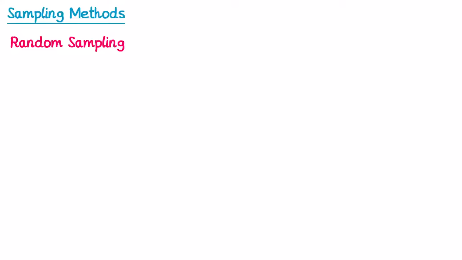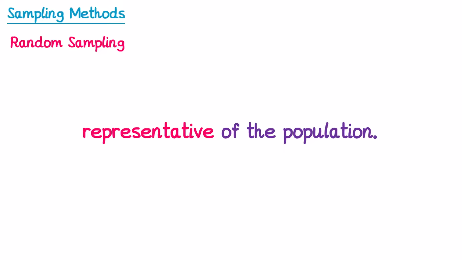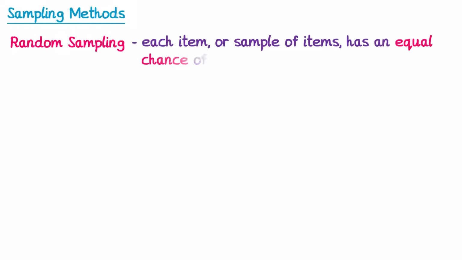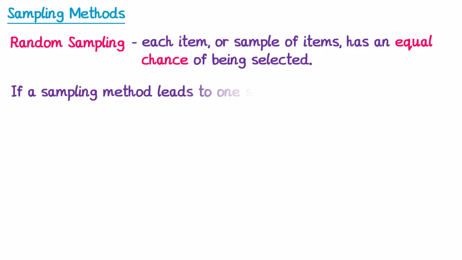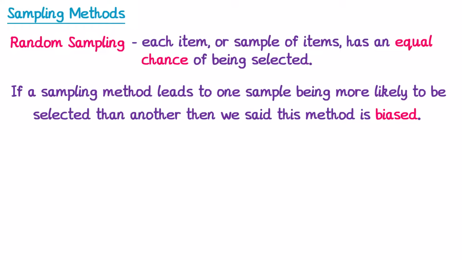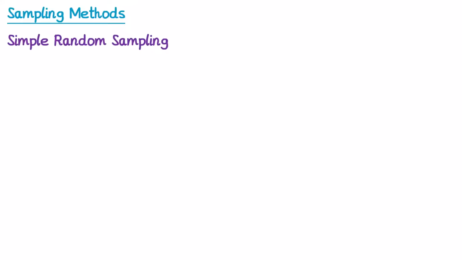When we choose a sample, we hope that it will be representative of the whole population. One way to do this is to use random sampling methods. In random sampling, each item of the population, or sample of items, has an equal chance of being selected. If a sampling method means that some samples are more likely to be selected than others, we say that this method is biased. Let's take a look first of all at simple random sampling.